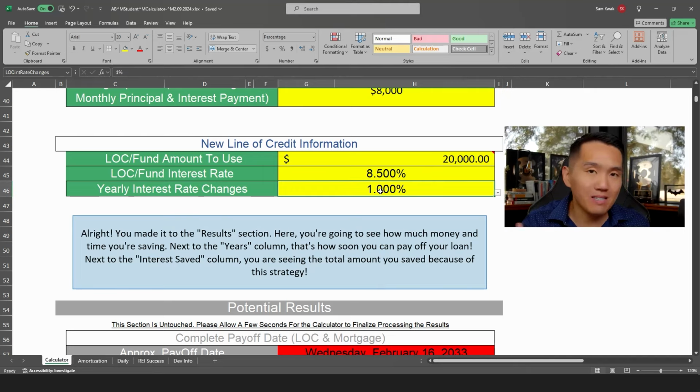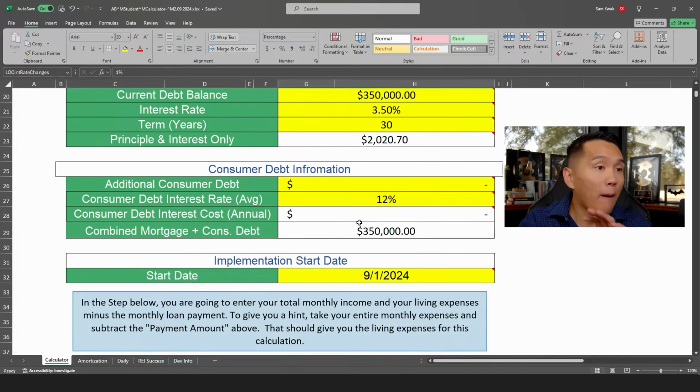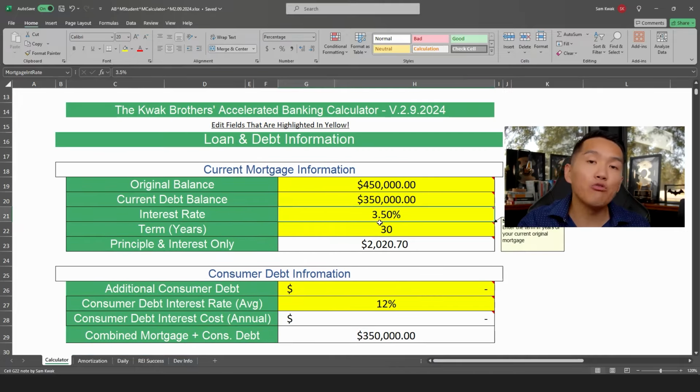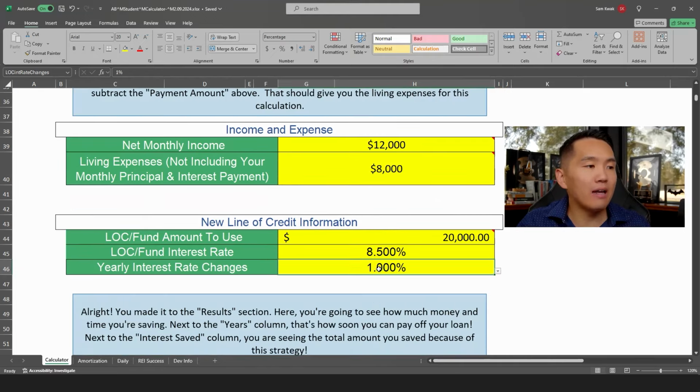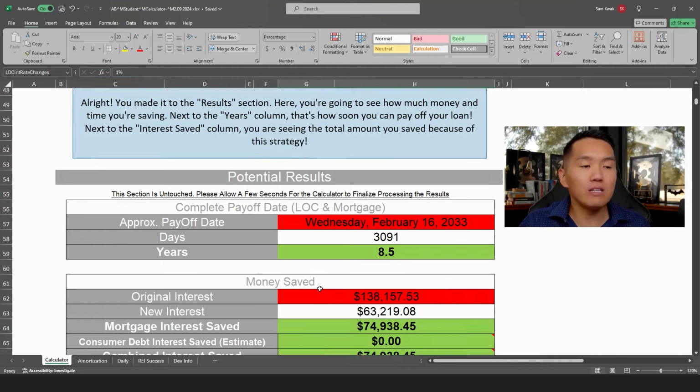So obviously this is not going to be realistic in the current context, but I'm showing you that even if the interest rates were to continue to go up, this strategy is still a powerful strategy. Mind you, we started out at a 3.5% mortgage rate. That was our mortgage interest rate. But even with an 8.5% HELOC and an ever-increasing 1% interest rate, which again doesn't happen, I hope it doesn't happen, this strategy can still help you save money, given the assumptions and the variables that we are introducing.